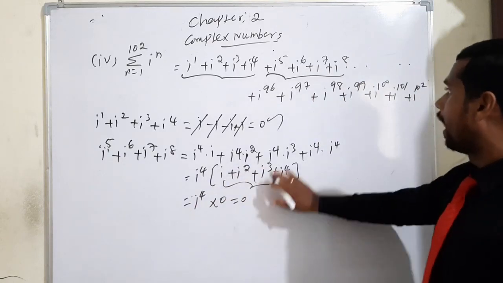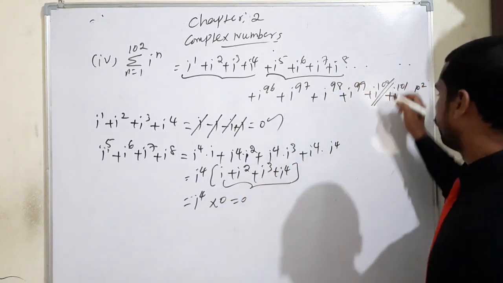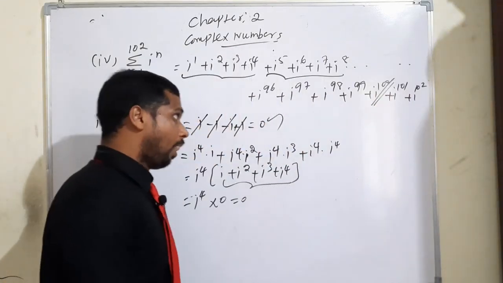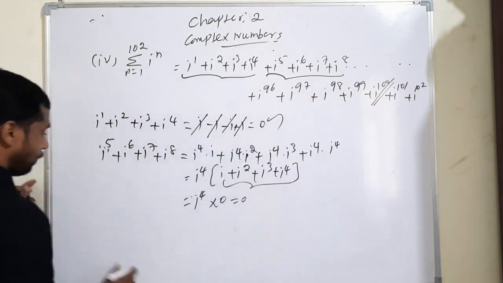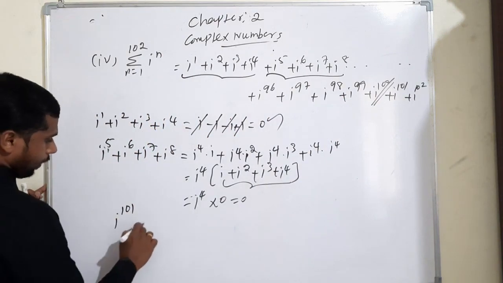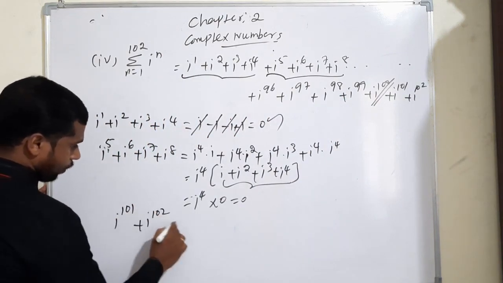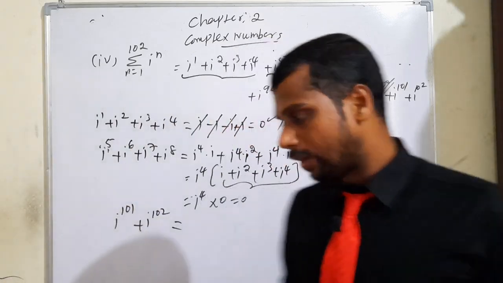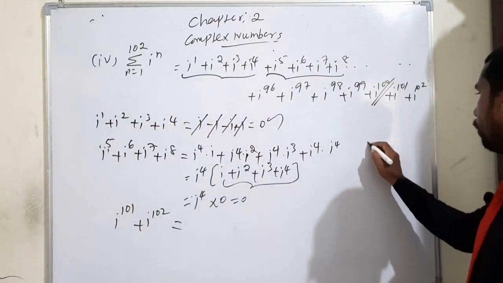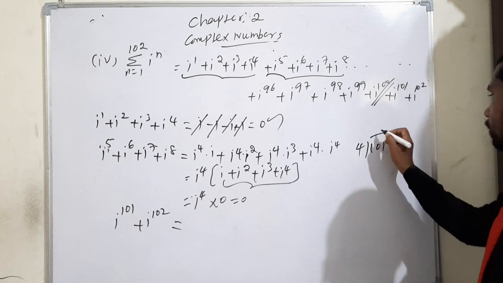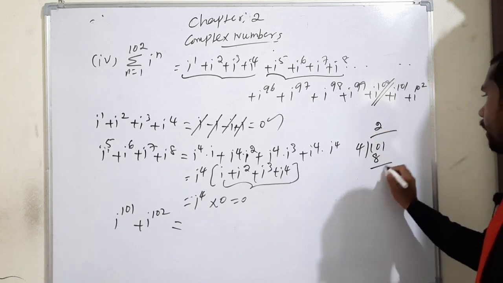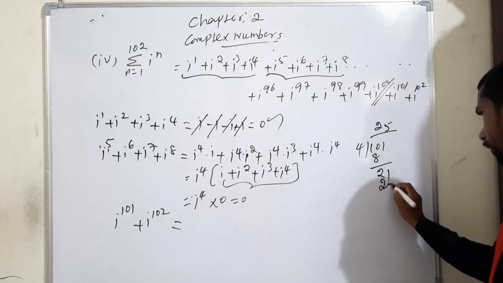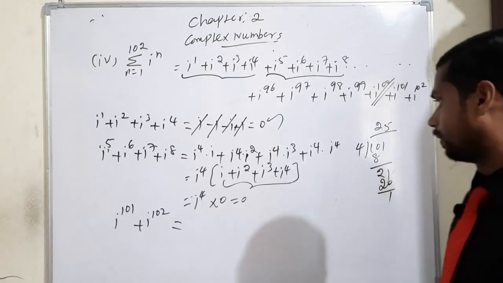So up to 100 terms we will get 0, isn't it? Because 100 divided by 4 is possible, 25 times. Remaining terms, what are the terms there? i to the power 101 plus i to the power 102. So i to the power 101, what is the balance? 101 divided by 4, how many times? 2 4s are 8, true, 1 balance. Again 5 4s are 20, 1 balance is there, isn't it? How to rewrite now?